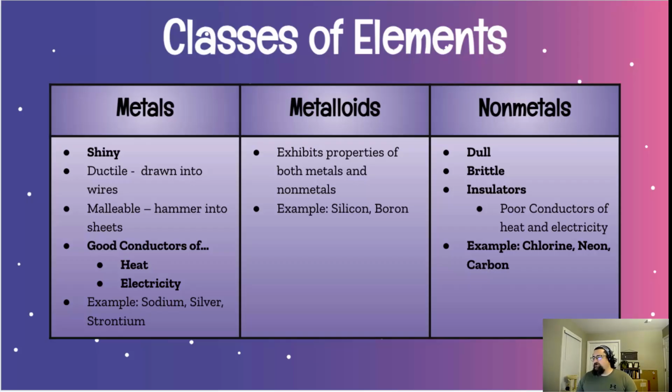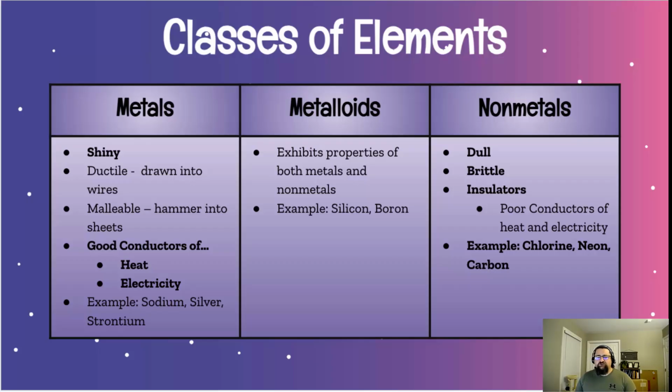Now, if we look at some properties of the different classes, so when we talked about the periodic table, we talked about the classes of elements that you have: metals on the left-hand side with the exception of hydrogen, and nonmetals on that top right-hand side. And then right in between them, you had this little sliver that was the metalloids.